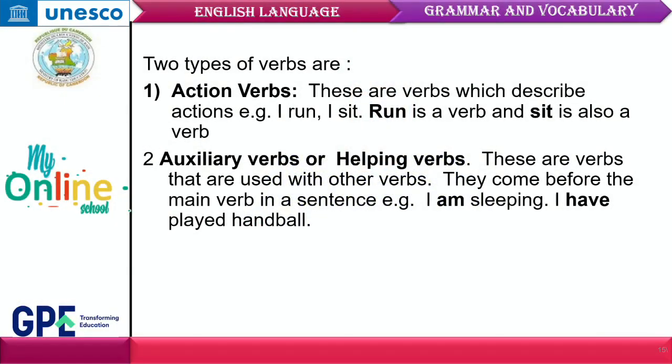There are two types of verbs. The two types of verbs are action verbs and auxiliary verbs. What therefore are action verbs?